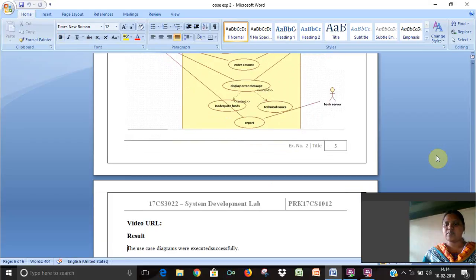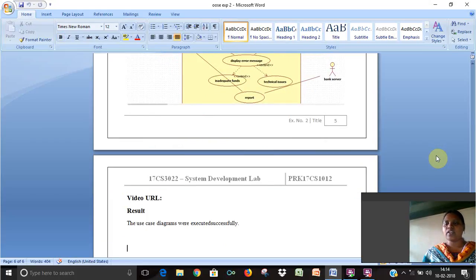This is the use case diagrams for the three scenarios. So the use case diagrams are successfully executed.